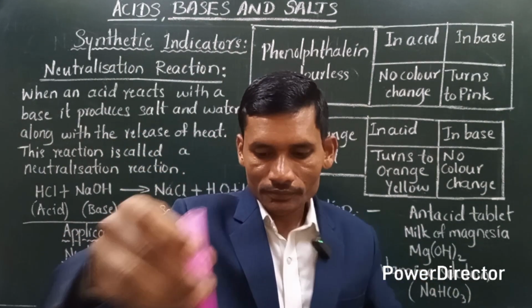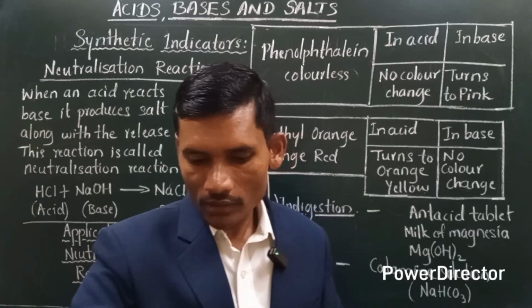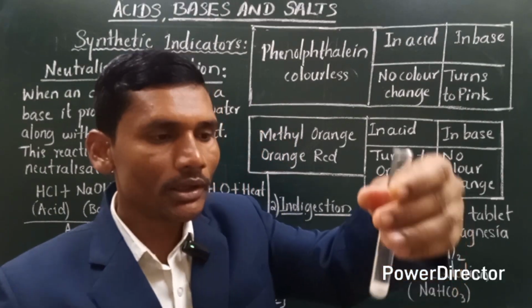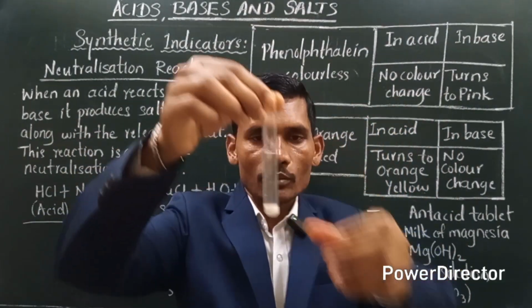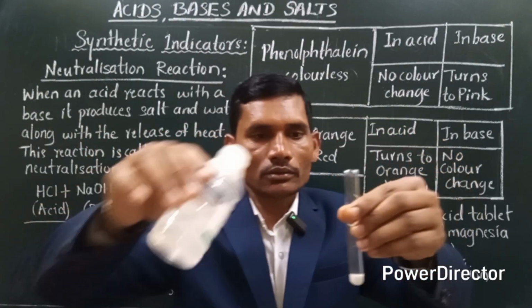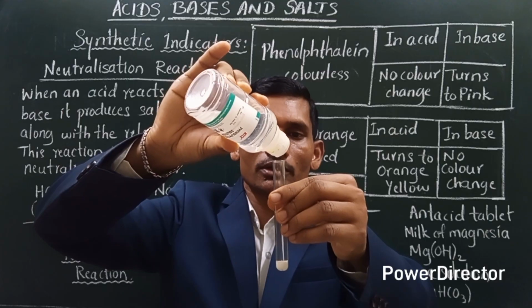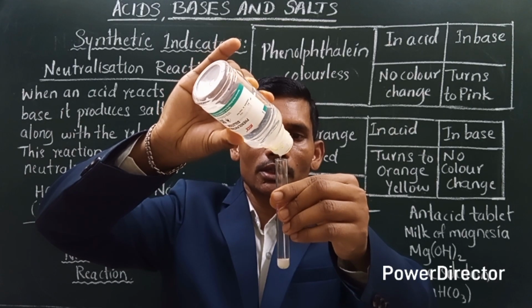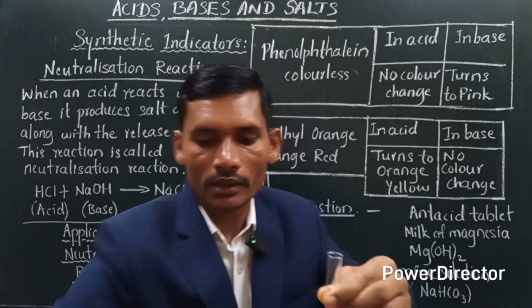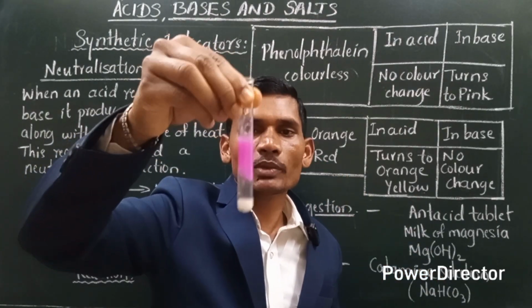Now we'll test one more solution I have taken, that is sodium carbonate, Na2CO3. This is washing soda. When we put phenolphthalein indicator in this, what happens? We'll test. Now this is also changing its color to pink color.